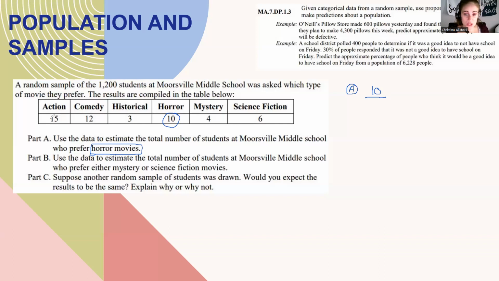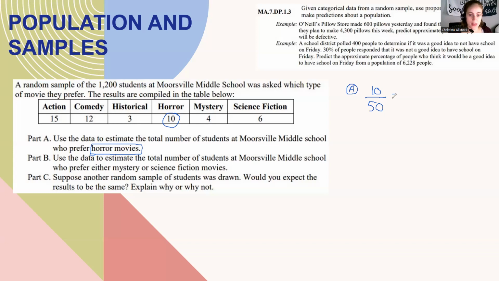They have all the numbers for us in the table. We need to add them up, and that's how many people are in that sample size. So we can add 15 plus 12 plus 3 plus 10, 4, and 6. There were 50 people surveyed. So this right here is our ratio for the sample. 10 out of 50 students interviewed like horror movies.